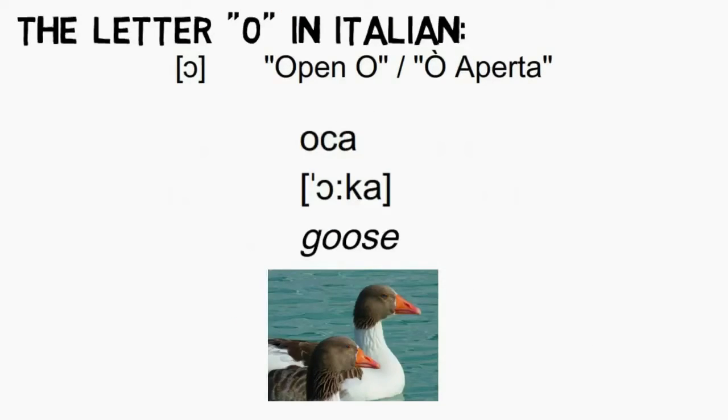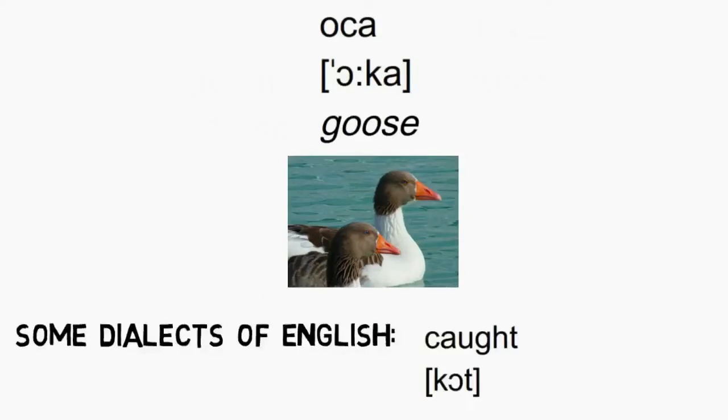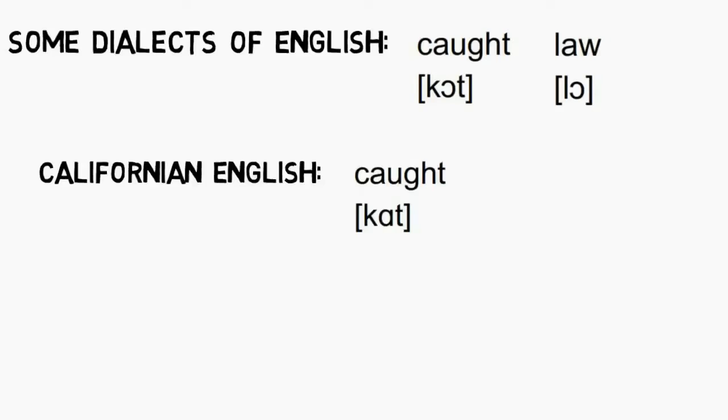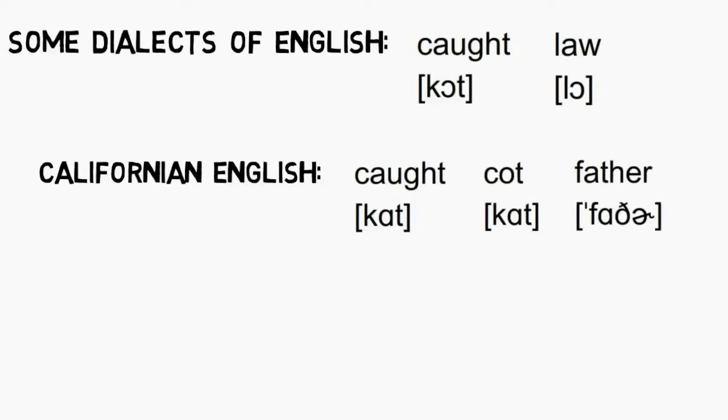Our very last vowel is the Italian open O as in oca. In IPA, it's actually an opened up O. There's a piece missing from the side of the O. Now, in some dialects of American English, particularly those on the East Coast, you'll actually have this vowel already. You'll say it in words like caught and law. But for many of us, myself included as a Californian, we don't have this vowel natively. I personally say caught with the same vowel I use in the word cot or father.